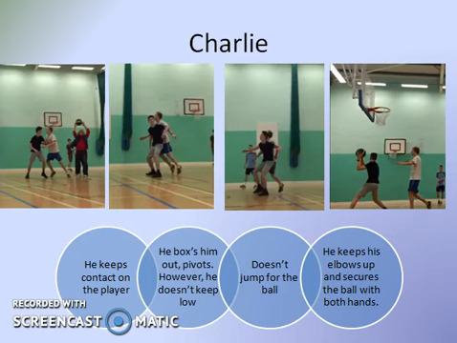Once again, it's good that he's keeping contact on his opponent because he knows where he is behind him without looking. Also, it's good that he secures the ball with both hands, because then it's more secure in his hands and it's less likely to be stolen or knocked out of your hands. And to keep your elbows out keeps your opponent away.